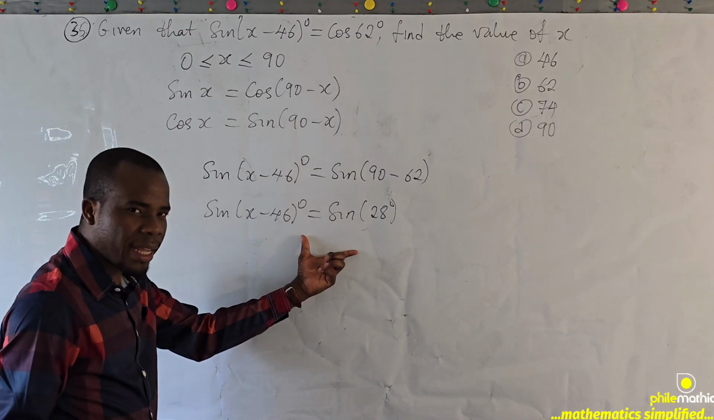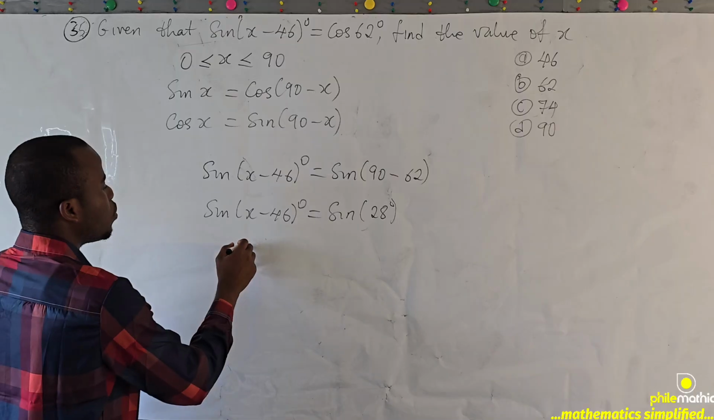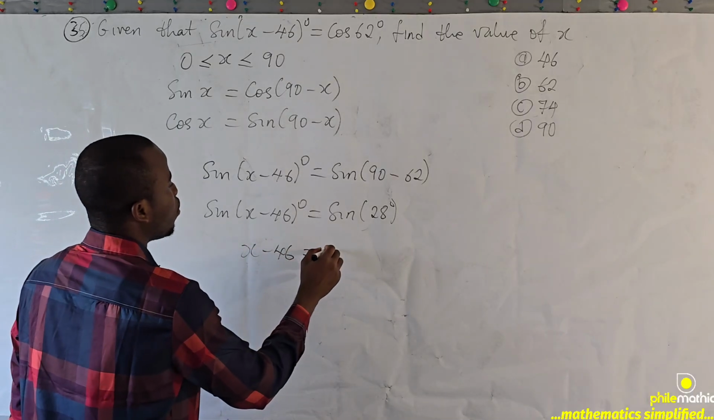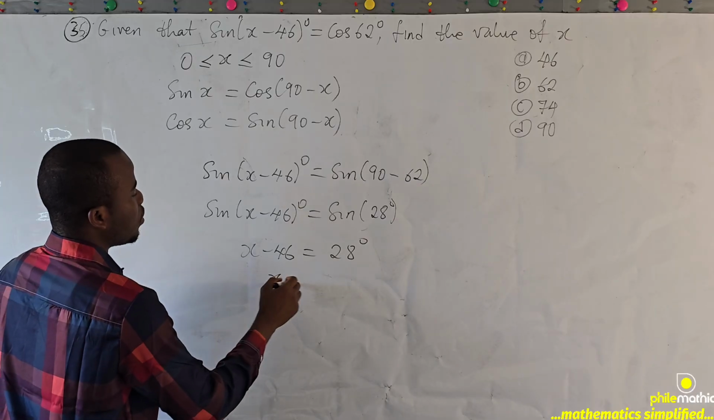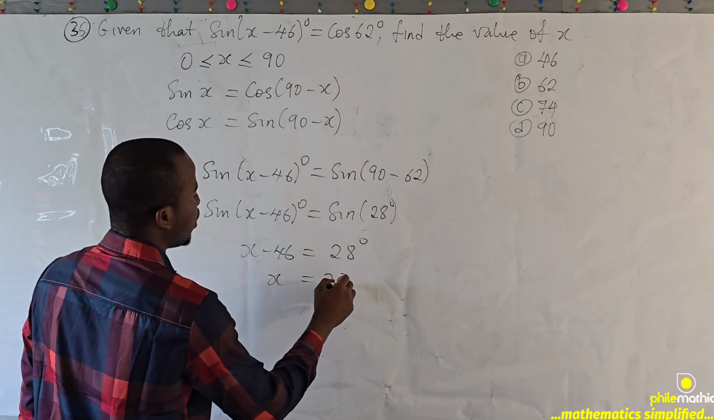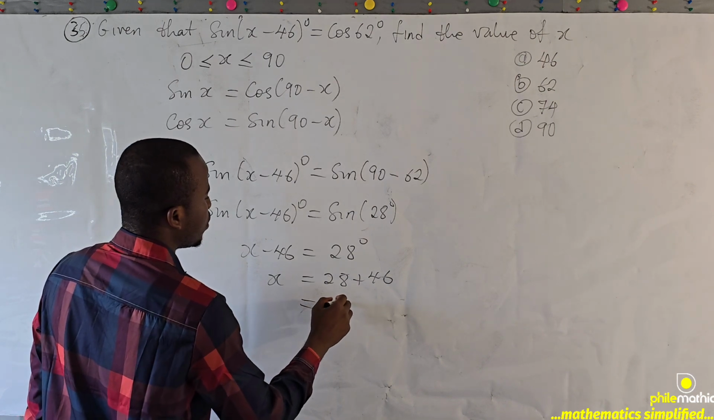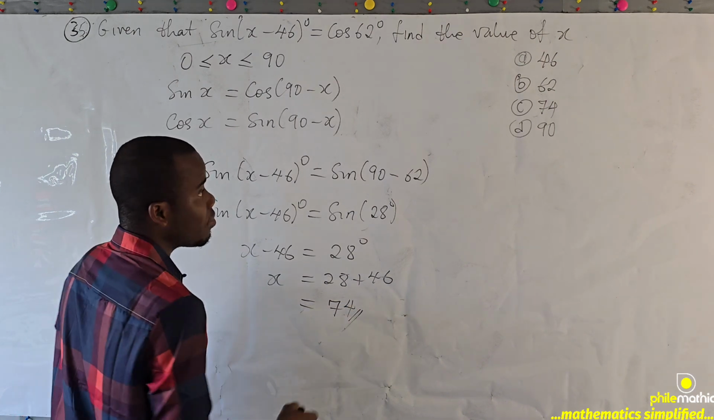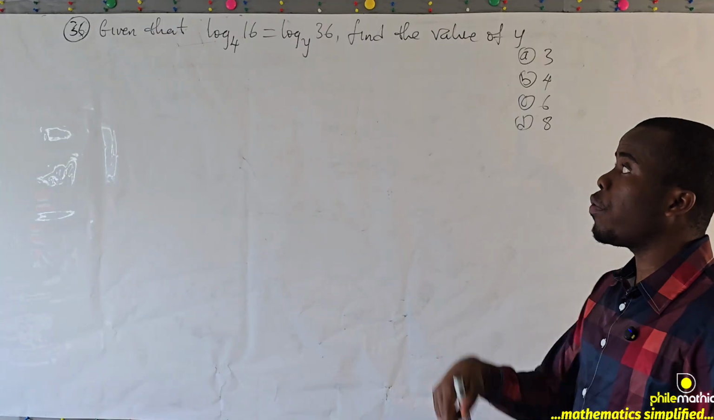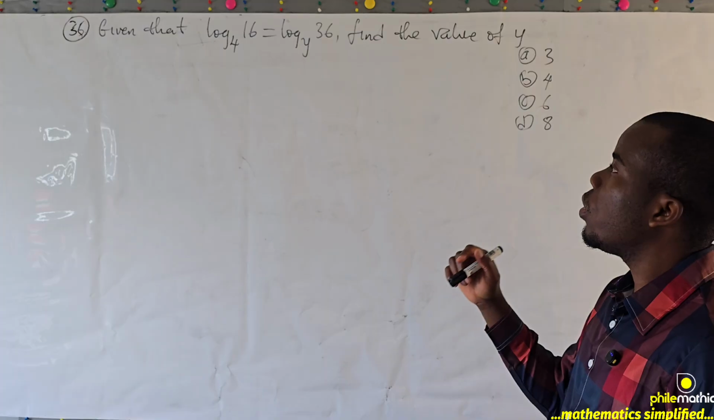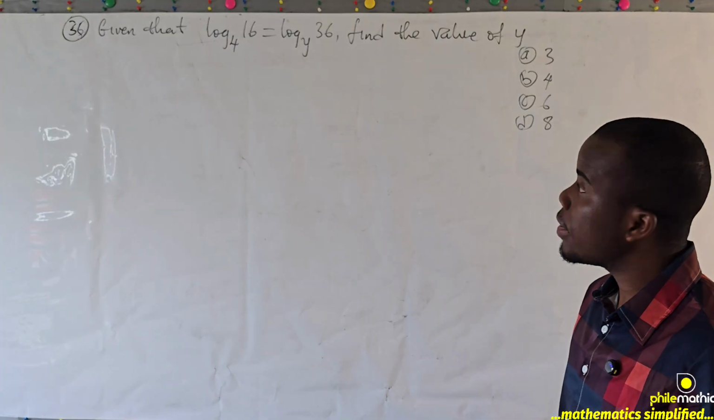And so for two sines of angles to be equal, their angles have to be equal. So x minus 46 has to equal 28 degrees. If you add 46 to both sides, we'll have x equals 28 plus 46. This will give 74. And that's C.